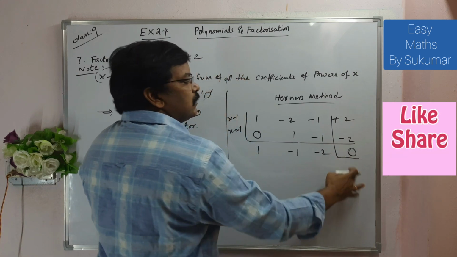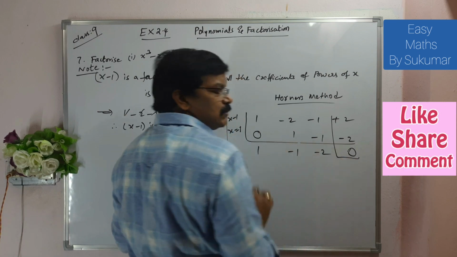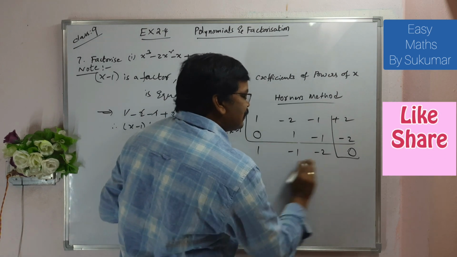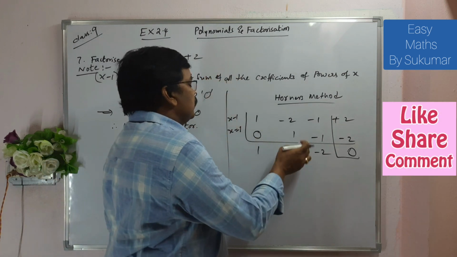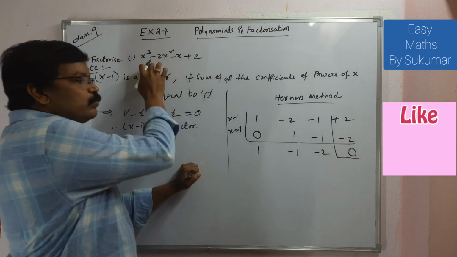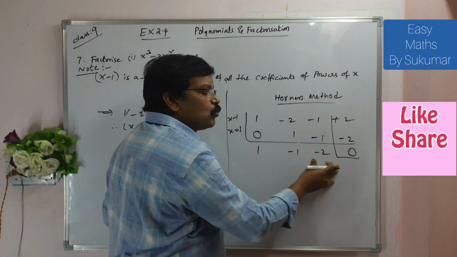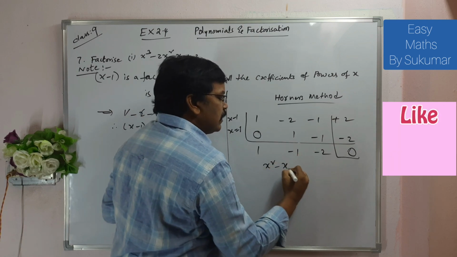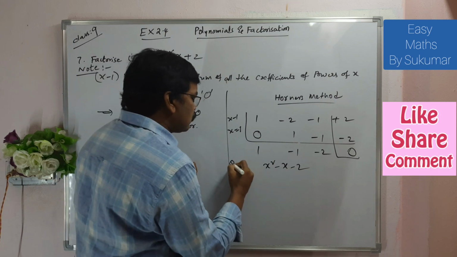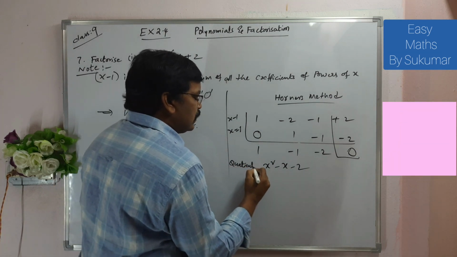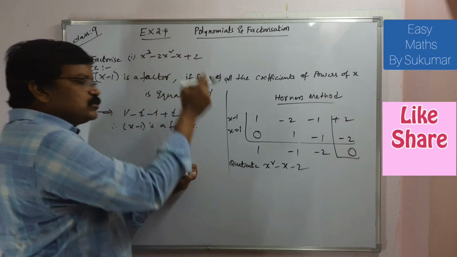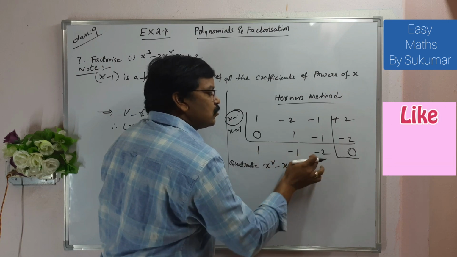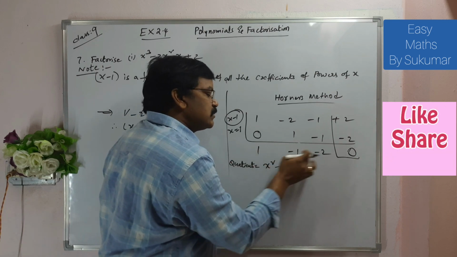Therefore, if we get 0 in the last column, then x minus 1 is a factor. These are the remaining terms. That means if you divide the given polynomial by x minus 1, we get the coefficients of the quotient, that is x square minus x minus 2. This is called the quotient. Understand, my students?